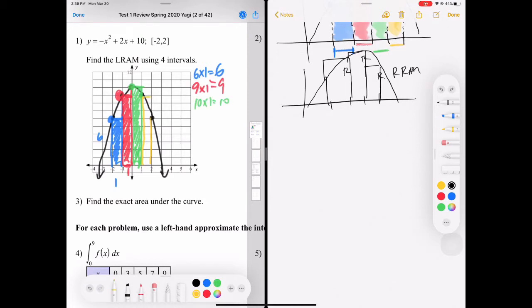And choose my left side, not my right. That's going to be 9 times 1 is 9. Add them all up. 15, 25, 34. And that is my approximation.